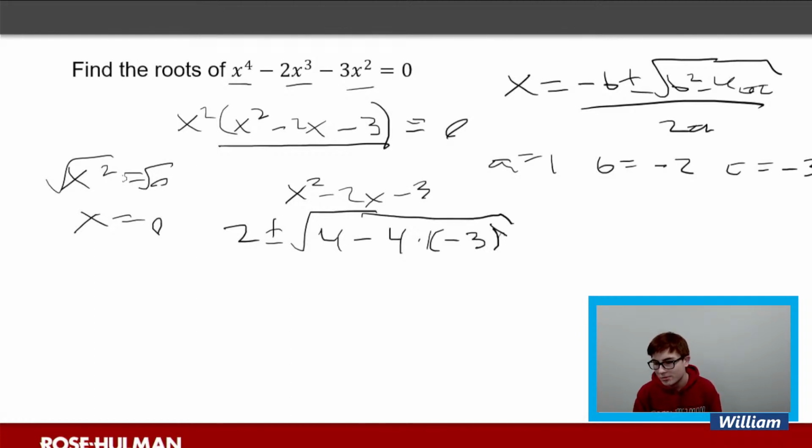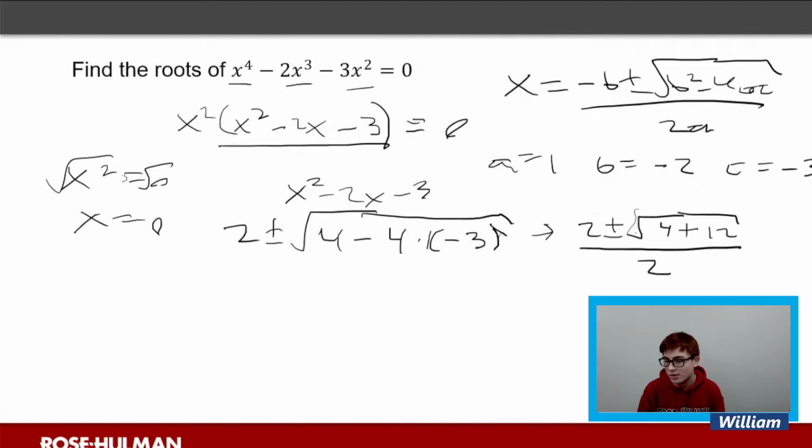So that negative 4 times a negative 3 is going to be positive 12. So this is really saying 2 plus or minus the square root of 4 plus 12. And that's going to be divided by 2a, and 2a in this case is 2 times 1 because our a term is 1, so it's just 2. And this square root simplifies down to plus or minus the square root of 4 plus 12, which is 16, over 2.